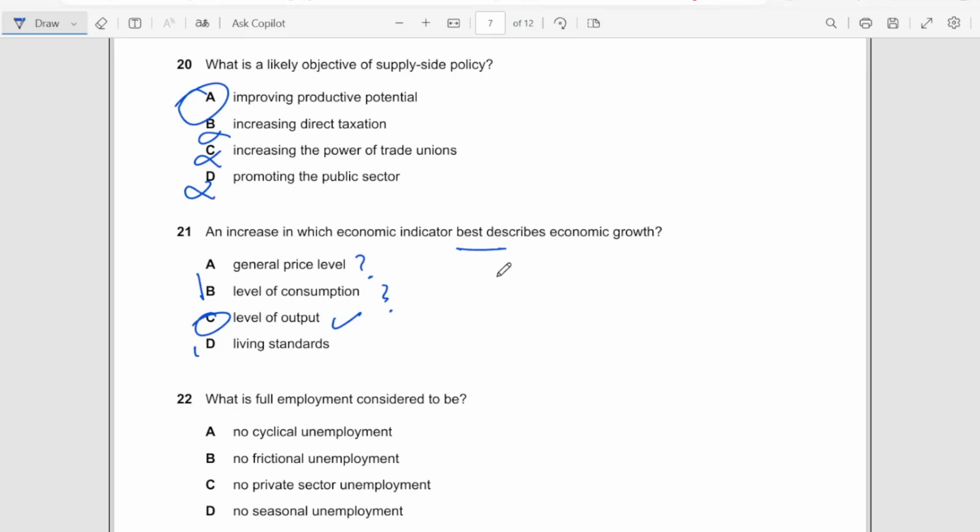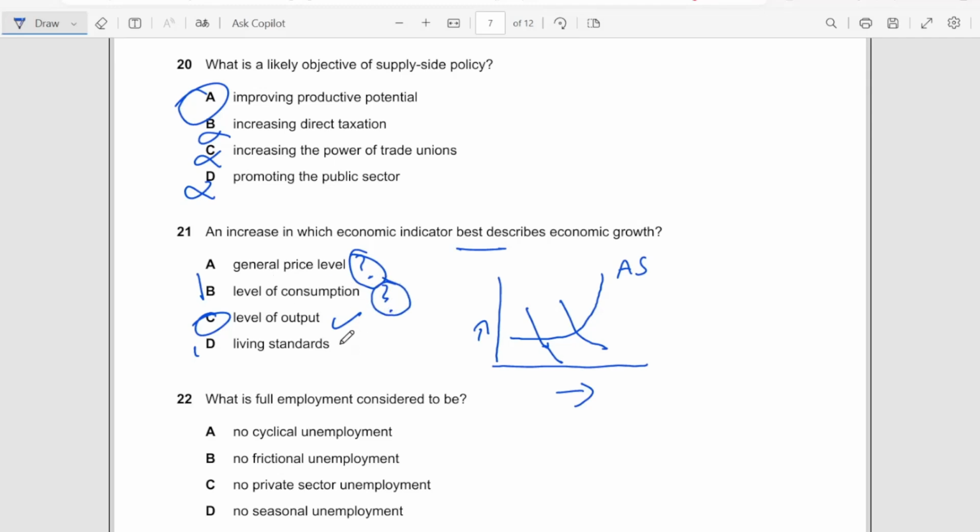But let me show you on a diagram. This is your aggregate supply curve. And this is your aggregate demand. So if your aggregate demand is rising, there might be a little bit of inflation and output might be increasing. So increasing consumption can be correct. In this case, increasing revenues can be correct. So this can be correct and this can also be correct, but we don't go with these two options.